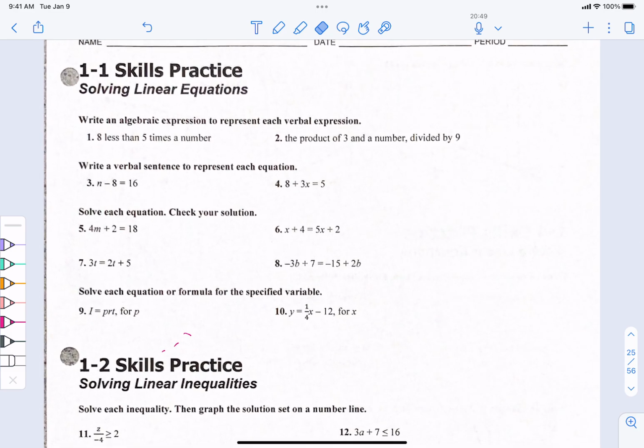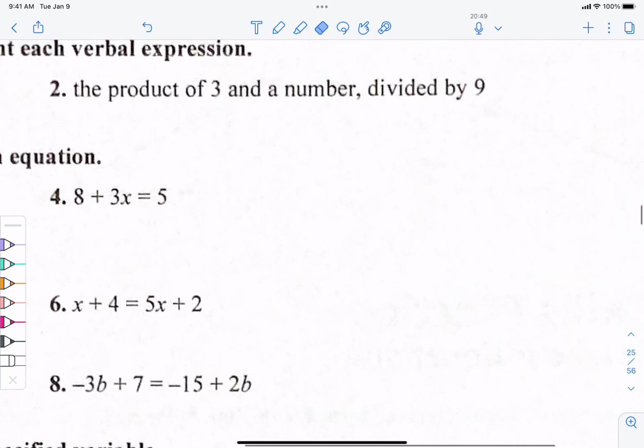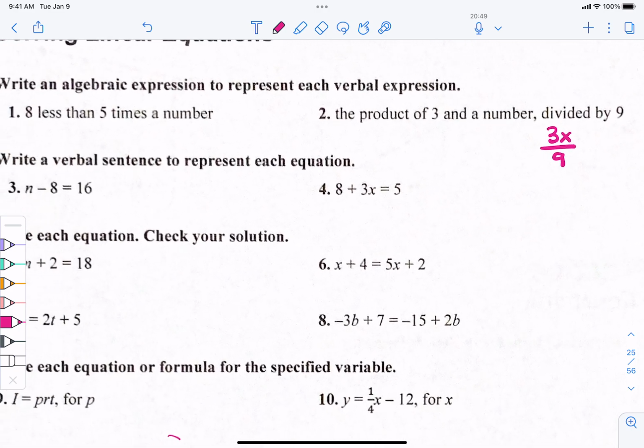Here we go. Number 1 and number 2. Which one of those would you like to do together? Number 2. Okay, so they just want us to use variables. It says the product of 3 and a number divided by 9. What's the product of 3 and a number look like? 3x. 3x divided by 9, or 3x over 9. There you go. These are both easy.